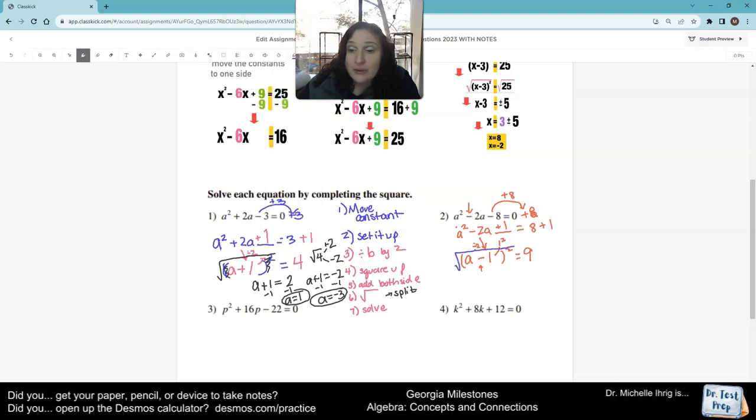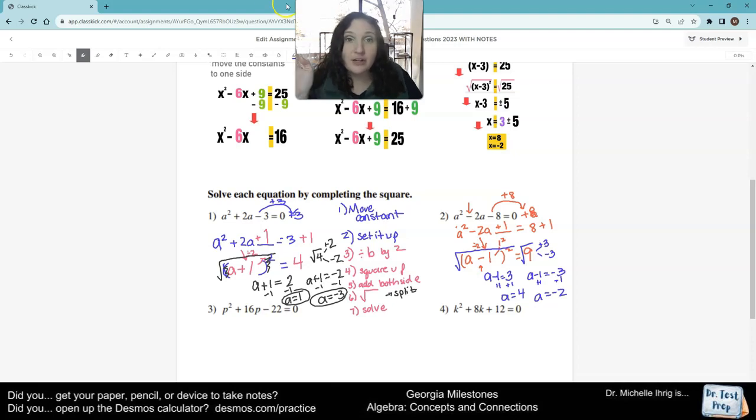I take the square root of this side. That cancels everything out. I'm just left with a minus 1. But remember, it's square root and split. So the square root of 9 is going to give me positive 3 and negative 3. And then I just solve. Here I'll add 1 to both sides, and then here I'll also add 1 to both sides. And that problem is done.